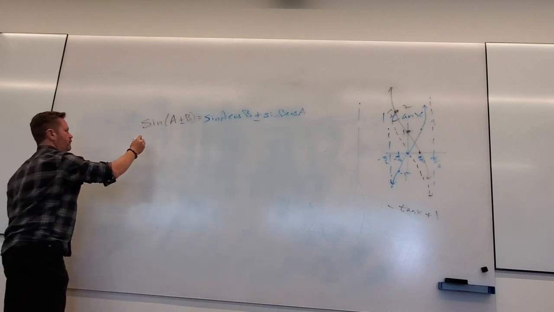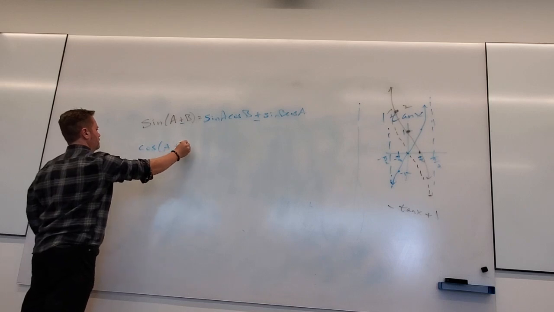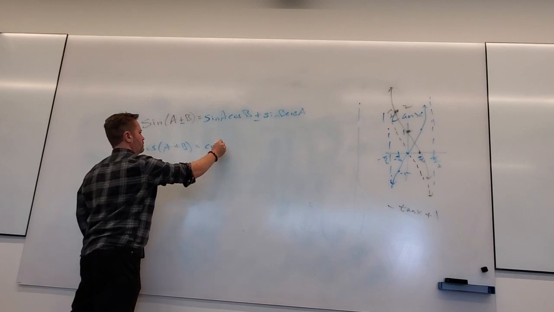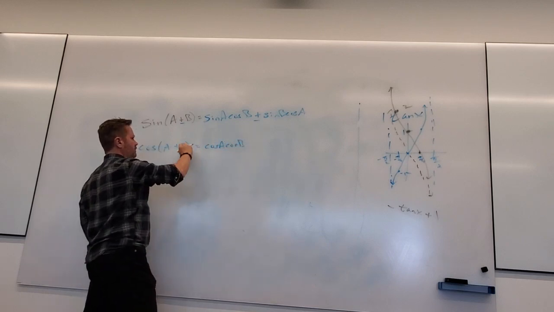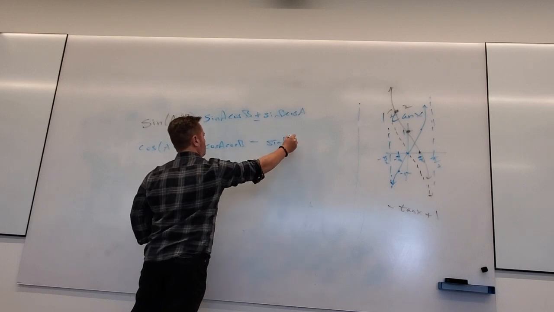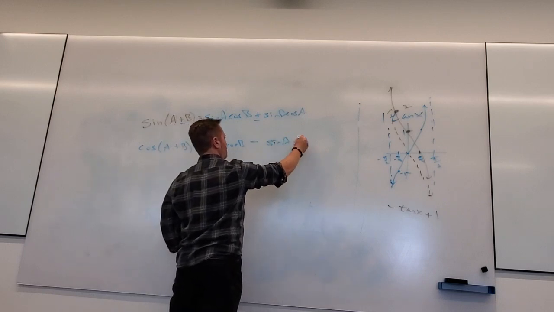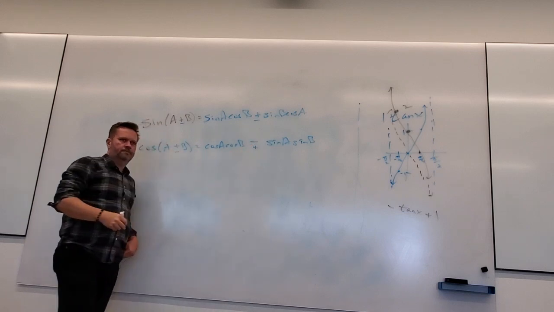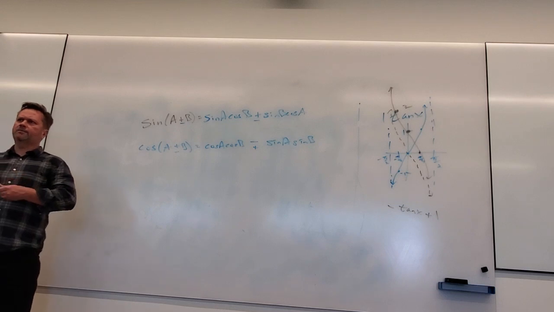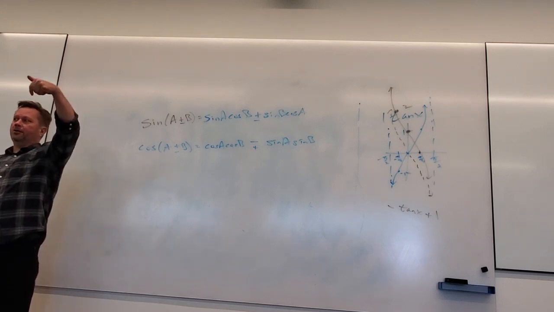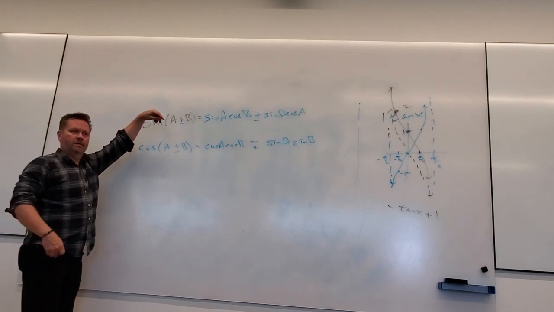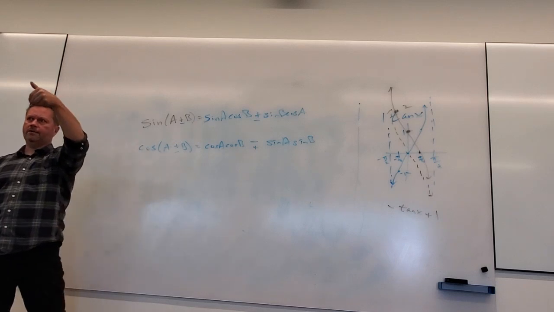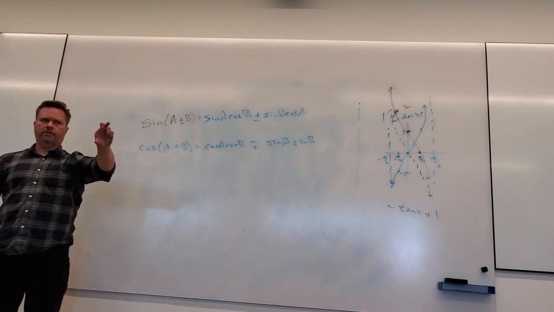If I have cosine of A plus B, what does cosine do? It becomes cosine A cosine B, and now you pick up the opposite sign, minus sine A sine B. And if this was a minus, this would be a plus. This is maybe the first time you've ever seen a plus-minus sign, depending on the order you write it in. Plus goes with minus, minus goes with plus, so the order I write that in actually makes a difference.